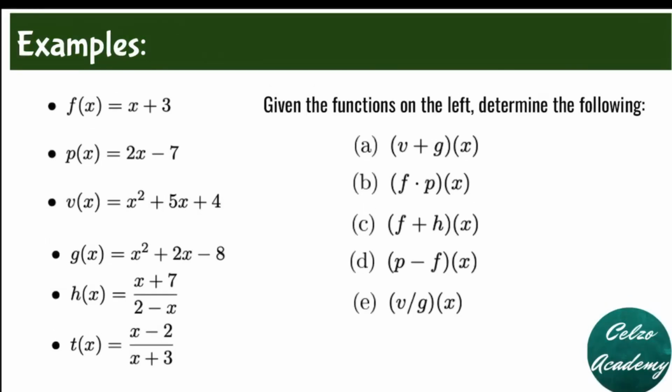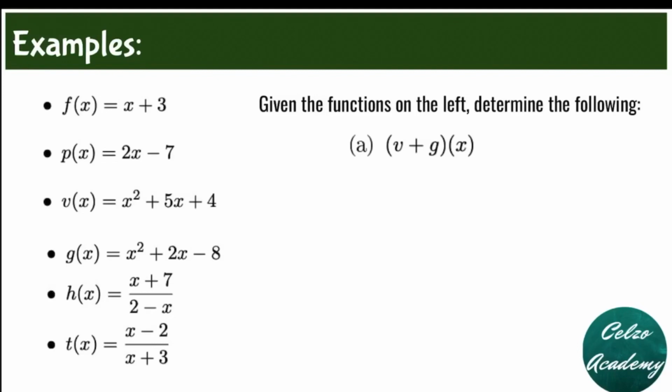Given the functions on the left, f of x is equal to x plus 3, p of x is equal to 2x minus 7, v of x is equal to x squared plus 5x plus 4, g of x is equal to x squared plus 2x minus 8, h of x equals (x plus 7) over (2 minus x), and t of x is equal to (x minus 2) over (x plus 3). Perform the following operations below.